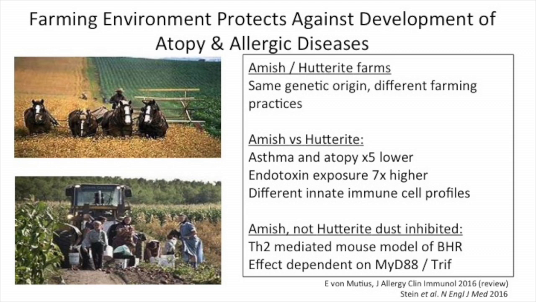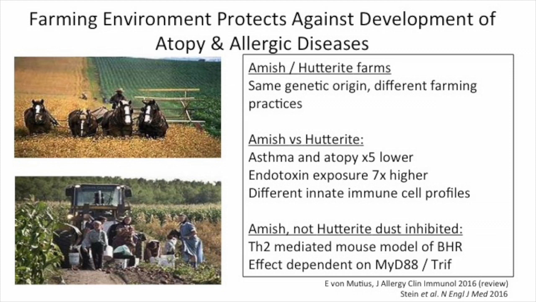And so when they looked at these two populations in detail, what they found was that in the Amish, the more traditional community if you like, the levels of asthma were 5 times lower than in the Hutterite communities. And endotoxin exposure, a surrogate marker for microbial airborne exposure, was 7 times higher. And there were differences in the innate immune cell profiles in the study volunteers.